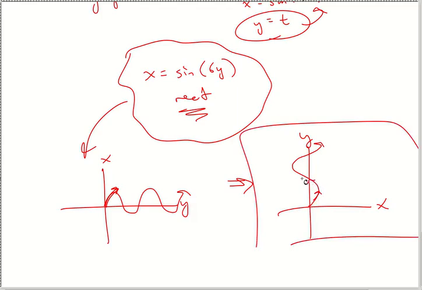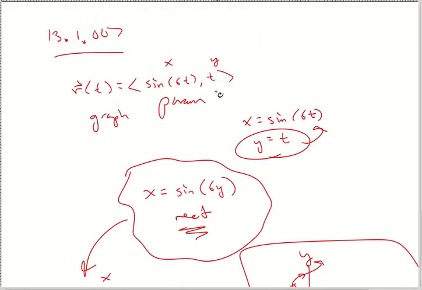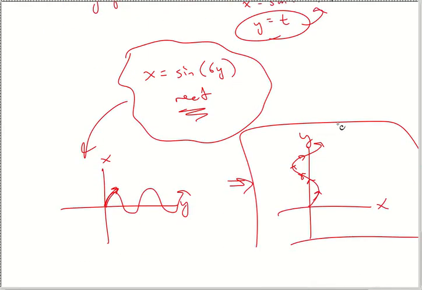Also notice my arrows here are important. The reason is that as t increases, your y increases. So as t gets bigger, your y will also get bigger. You're going up, essentially.